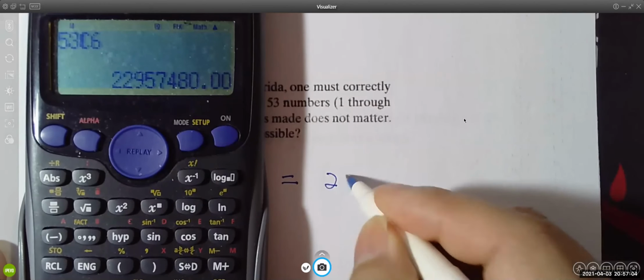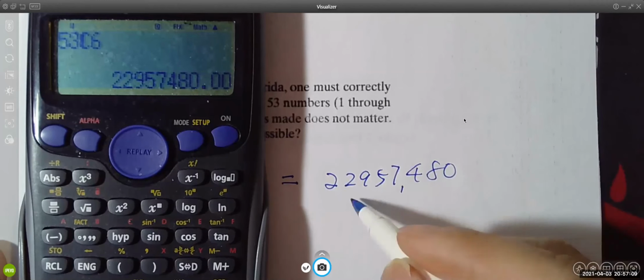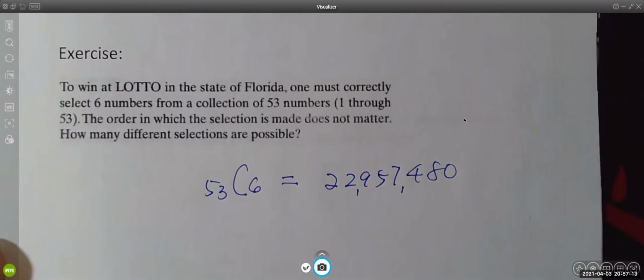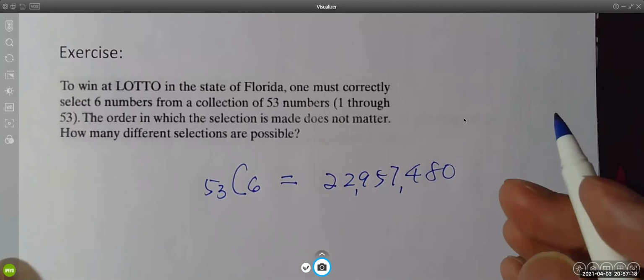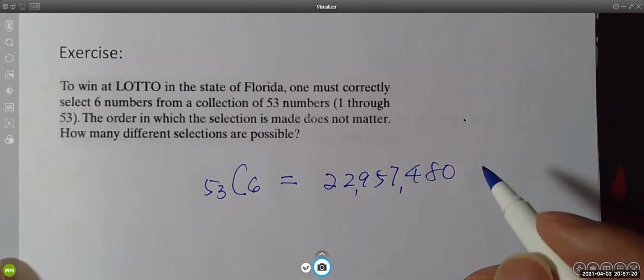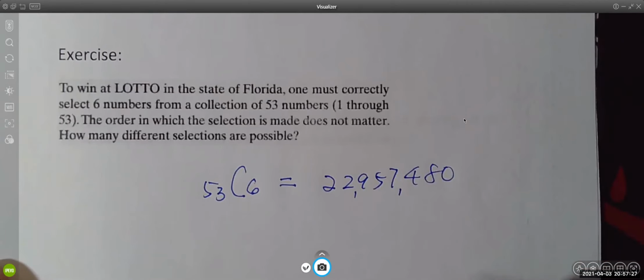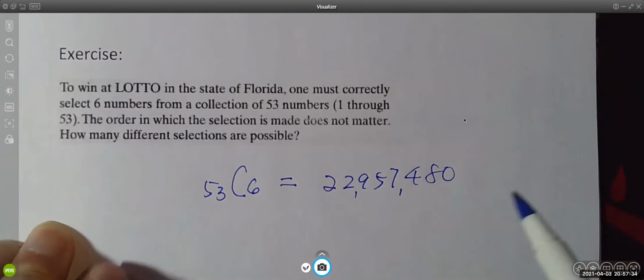So we have, let's write down, 22,957,480. Let's see, what is this? It's almost 23 million. See, order doesn't matter, still this many. When order matters, the number is many times higher. Just like those 24: when order matters and we select 3 letters out of 4, we have 24 different results. But when order doesn't matter, there are only 4 left. So when order matters, this number is going to become way, way bigger.